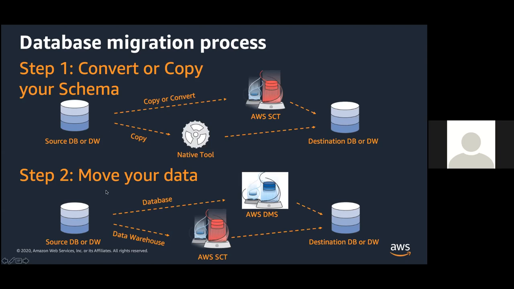And step two is moving your data, right? Very simple. Convert or copy your schema, then move the data. So in this diagram, the next step is where you're actually moving your data, right? You're moving your data to a destination database, or you're moving your data to a data warehouse, all right? And you do need to do the schema conversion as well, right? And then move it to the destination database.